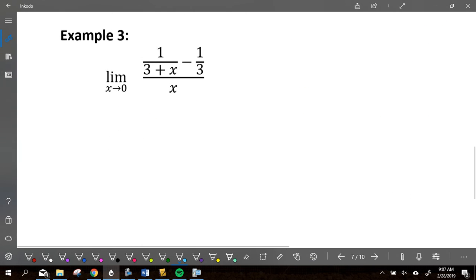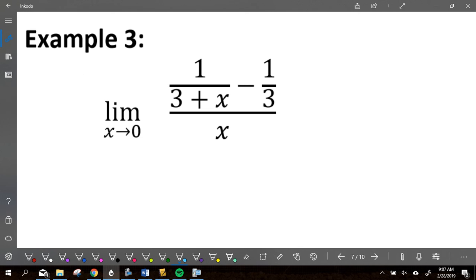Look at example 3. What are you going to start off by doing on example 3? Plug it in. Plug in 0. See what you get. I plug in 0 and I get 0 over 0. I get 1/3 minus 1/3 on top, and I get a 0 on the bottom. So it is 0 over 0. And so, darn, it's indeterminate form.